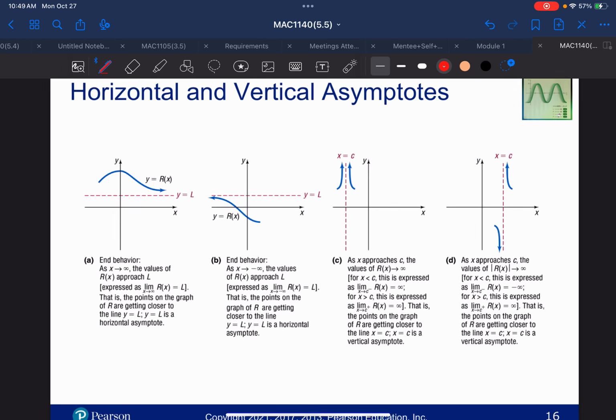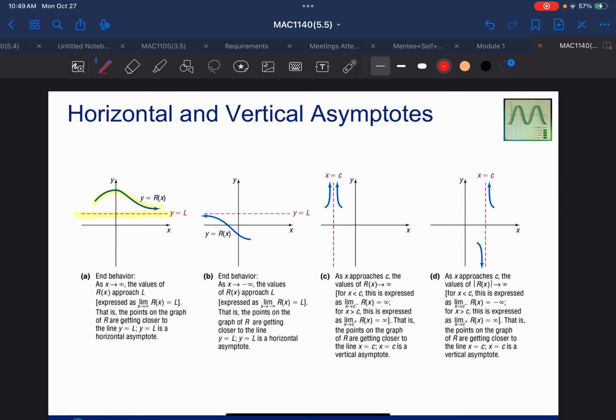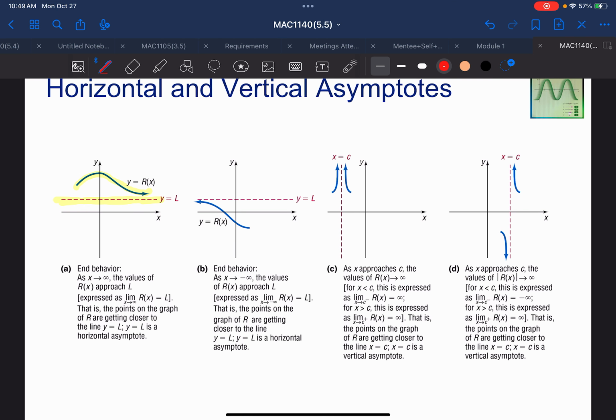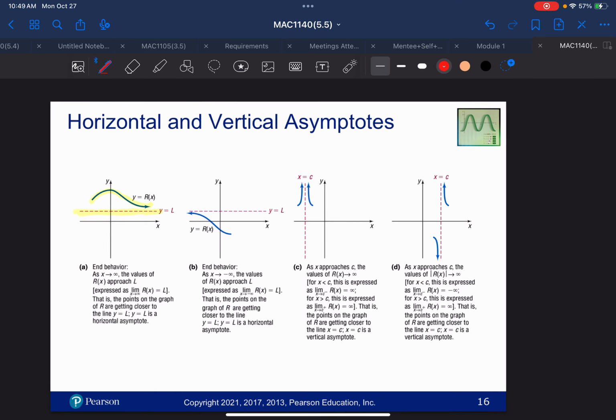Okay. So here are a couple examples of horizontal and vertical asymptotes. The first one is this function r of x. It looks like this little curve, and this function appears to be approaching this line here, y equals L. And it'll never cross that line. So as x is approaching infinity, the values of r of x approach that value of L. The points are getting really close to that line, y equals L.